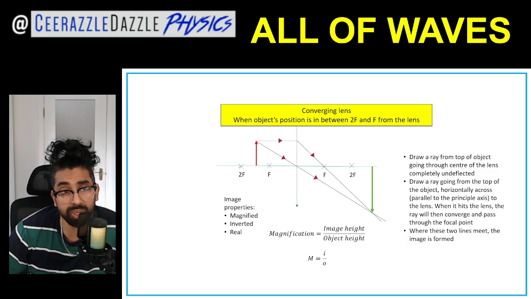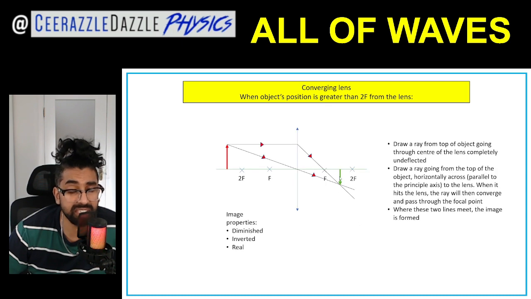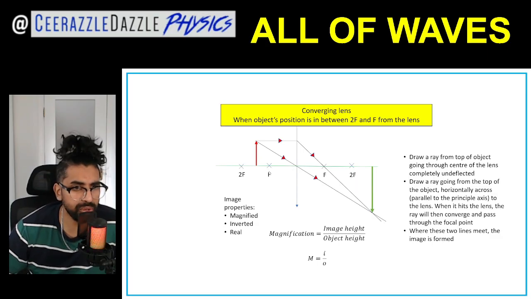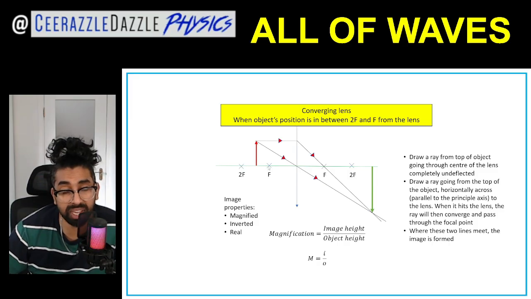Now, if the object is in between 2F and F, we do the same thing again: one ray of light going across, then one going horizontally, then through the focal point. Then we can see that the image is much larger than previously. Over here it was small when the object was greater than 2F. Don't forget F is the focal length, and 2F is twice the focal length, so it's in between here. The magnification is the image height divided by the object height, so I over O. This one will be magnified, inverted because it's upside down compared to the object, and it's a real image because it's formed from real rays of light.